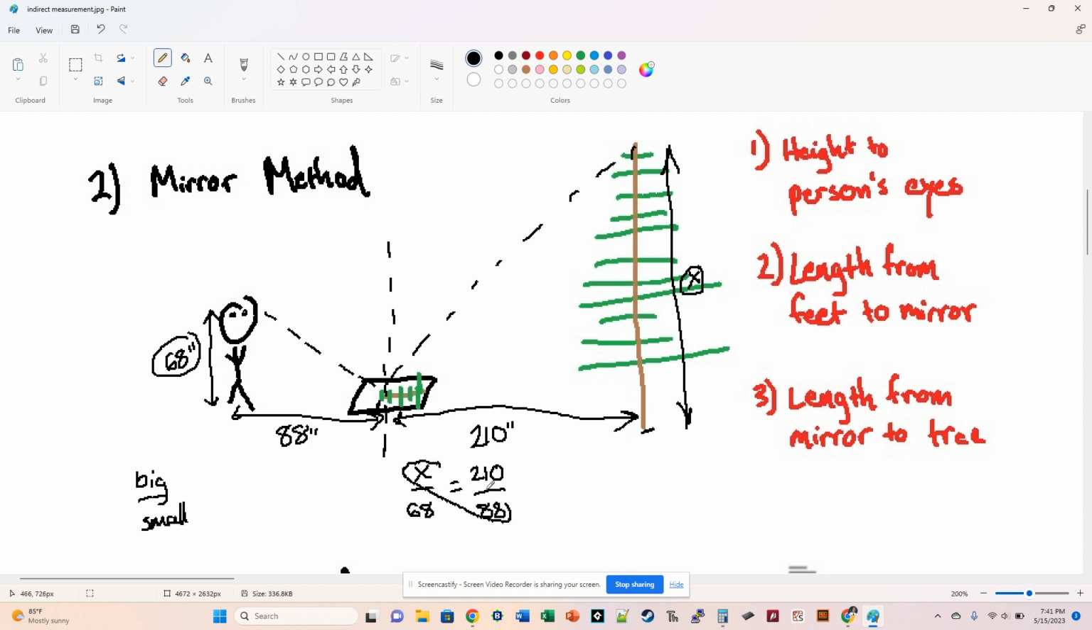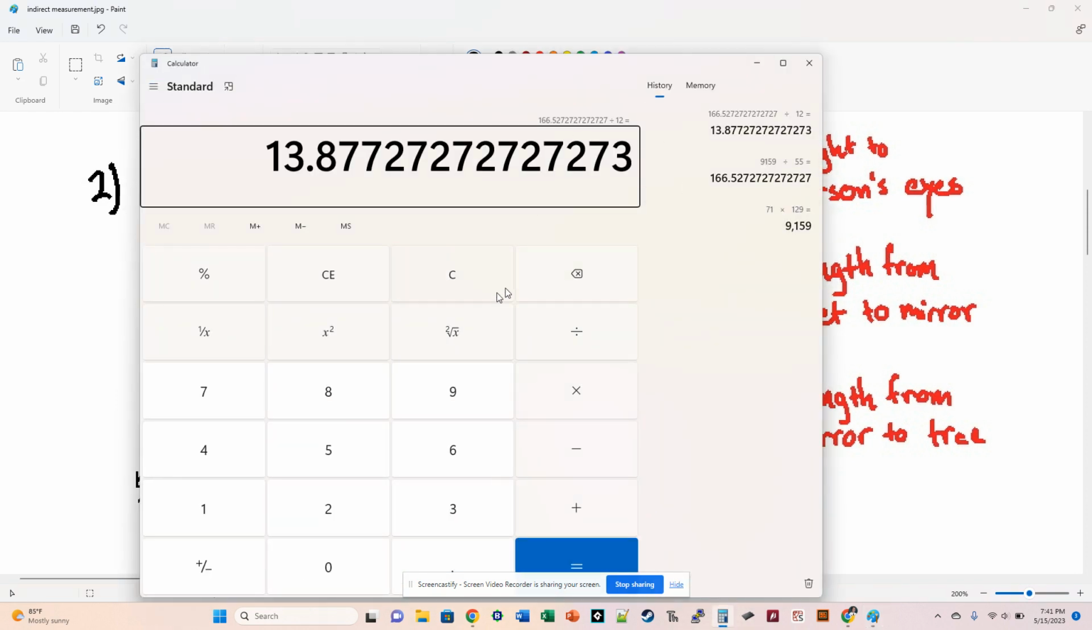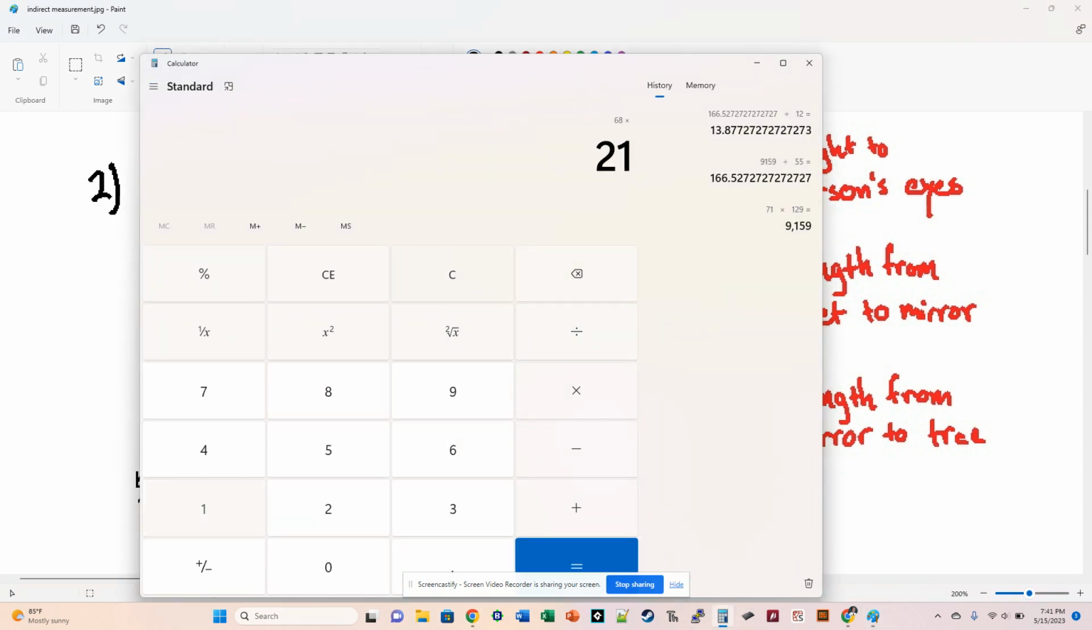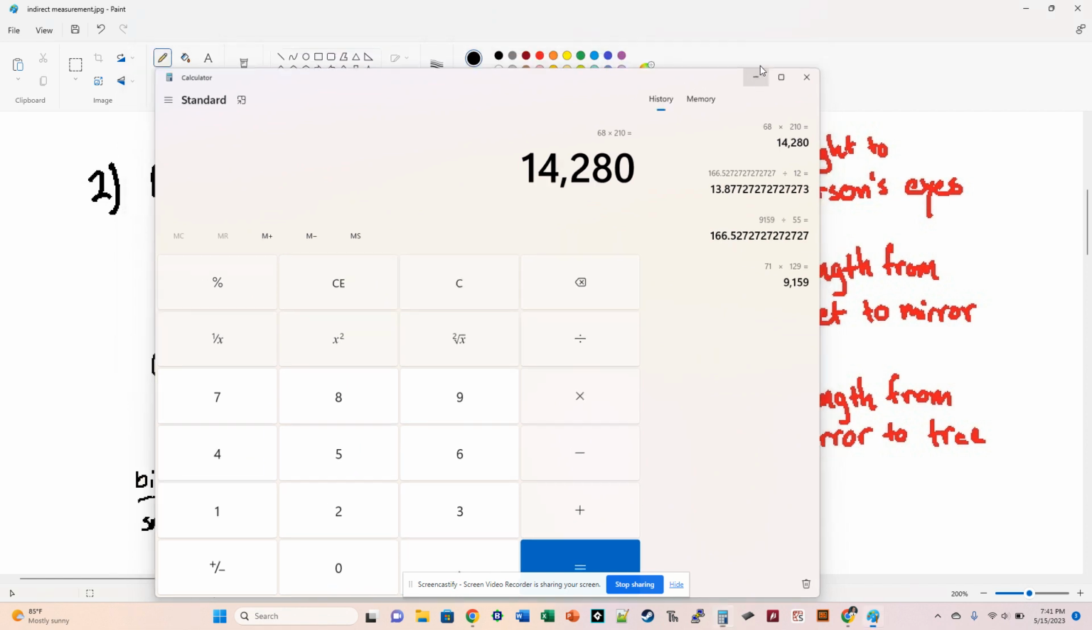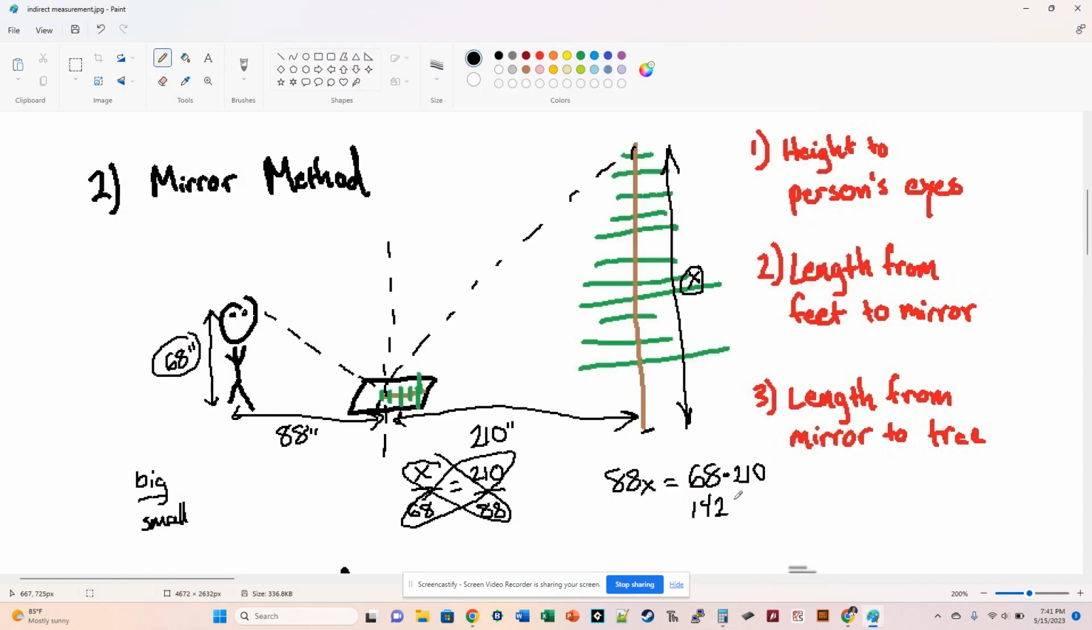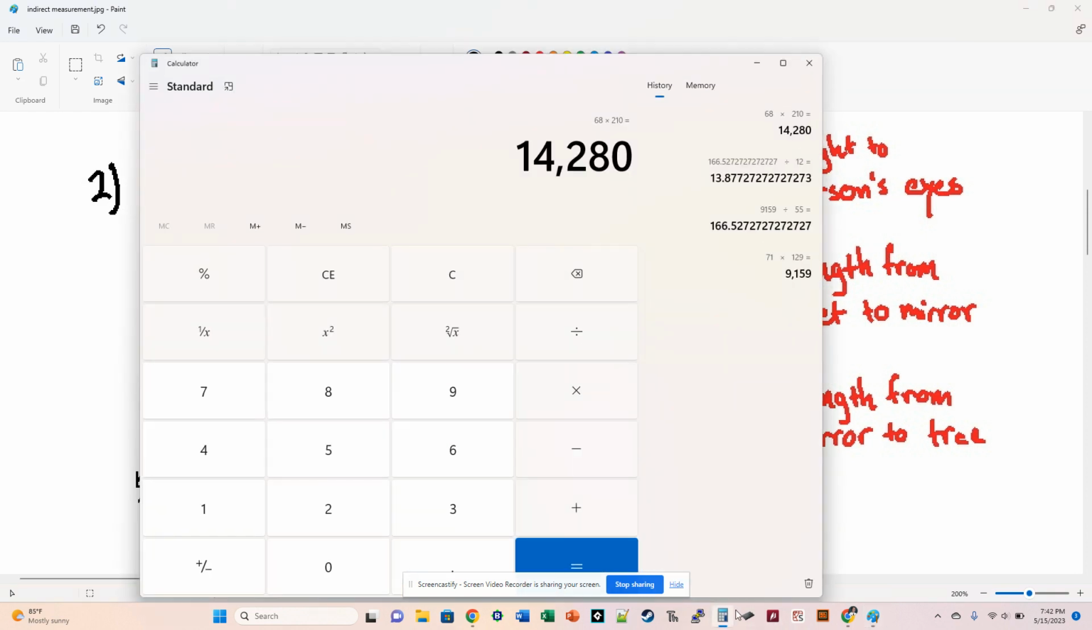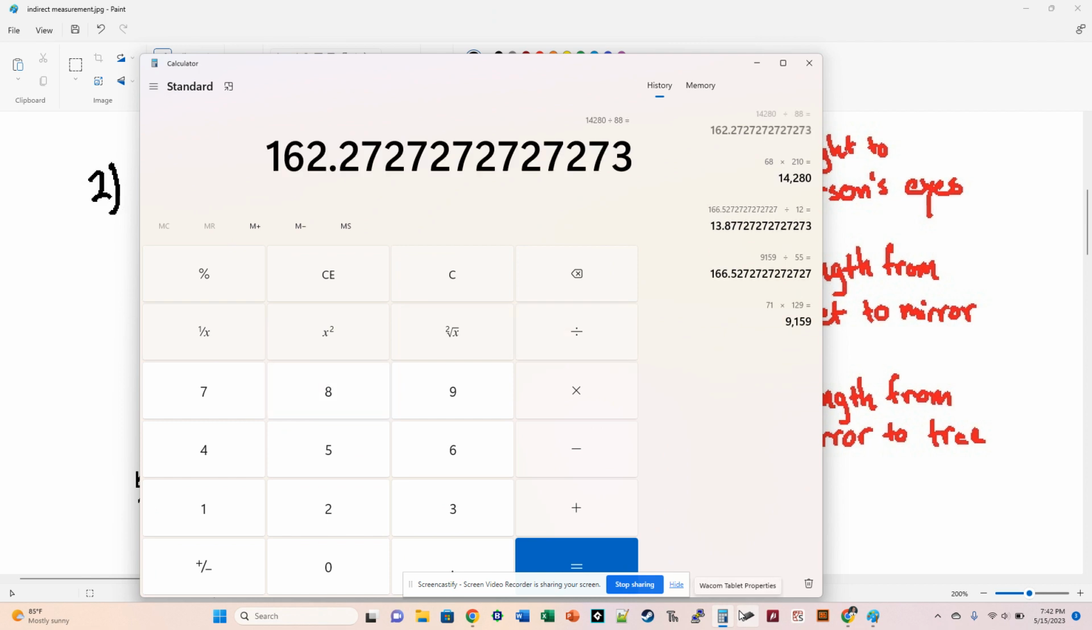Once again, I cross multiply. 88 times x equals 68 times 210. I'm going to go back to the calculator. So 68 times 210 is 14,280. Next, I bring down 88x, and I'm going to divide by 88 to find x. I get 162.3 inches when I round.